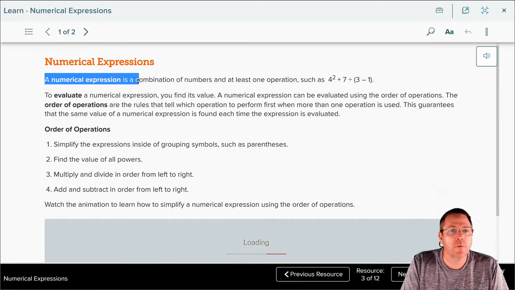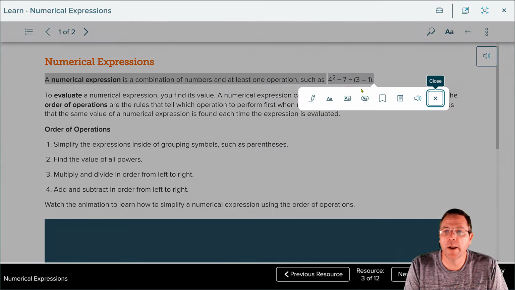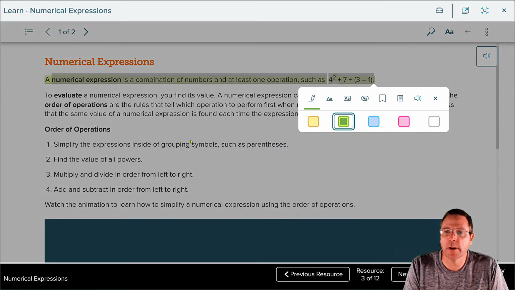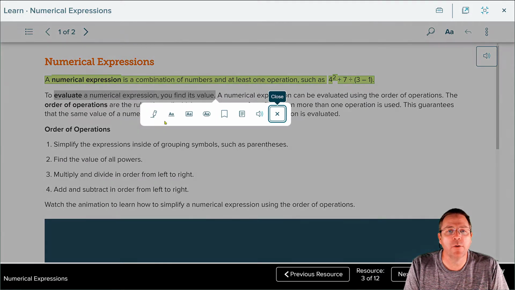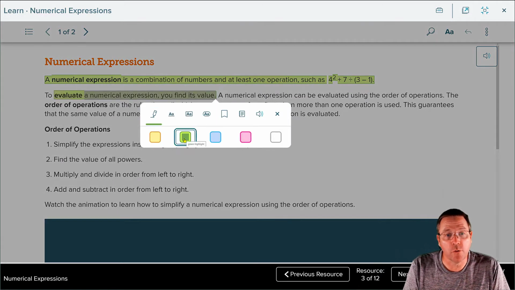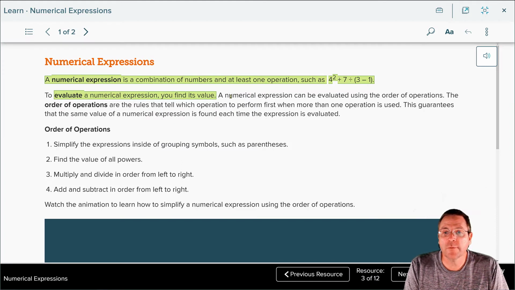First off, a numerical expression is a combination of numbers and at least one operation, such as that operation they show you there. To evaluate a numerical expression, you find its value. So in other words, you solve it or simplify it as best you can. A numerical expression can be evaluated using the order of operations.